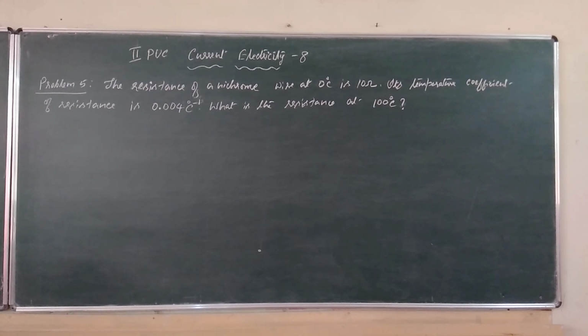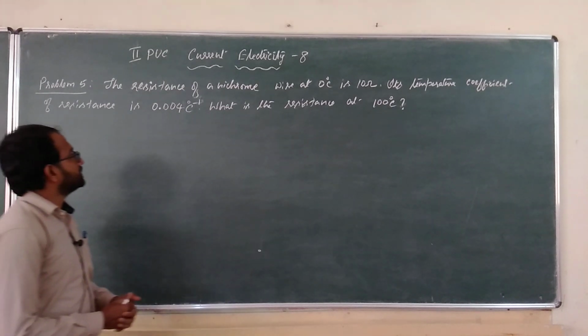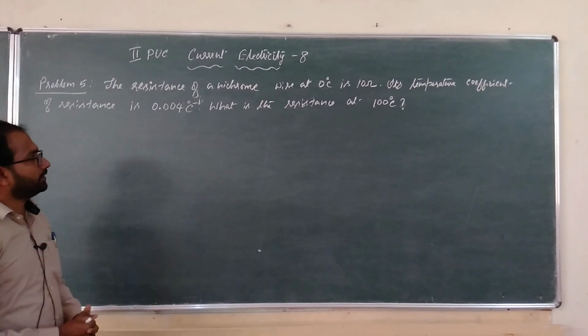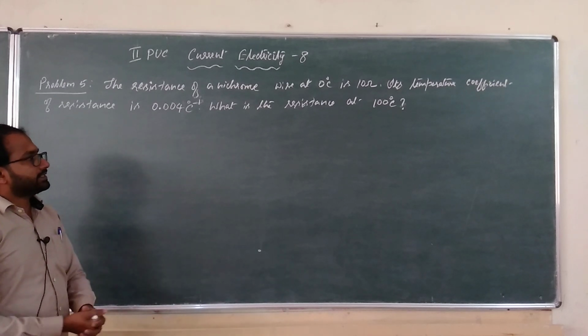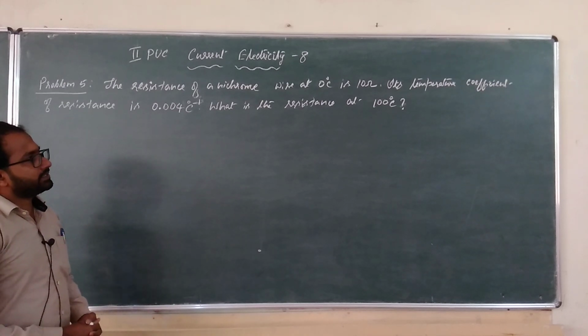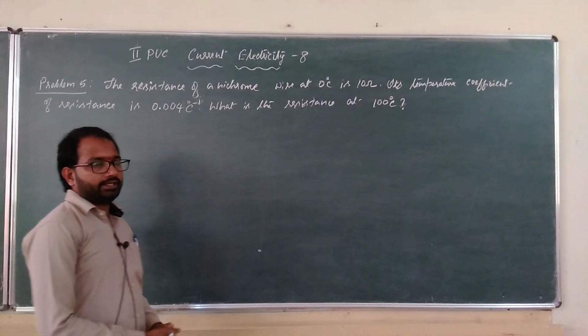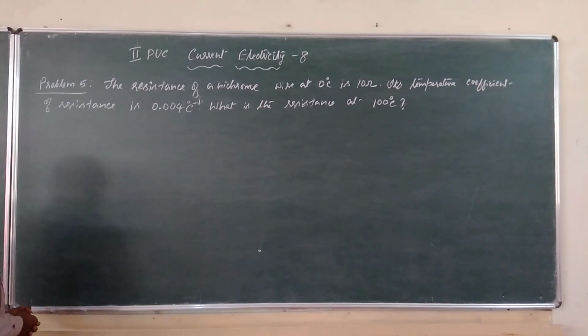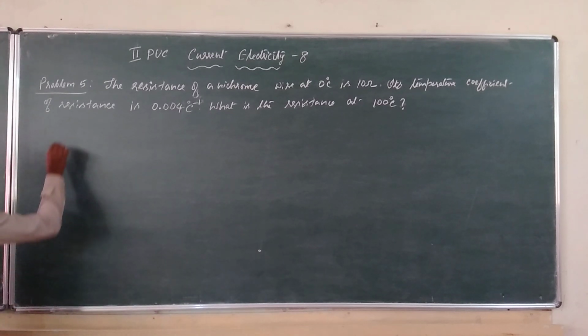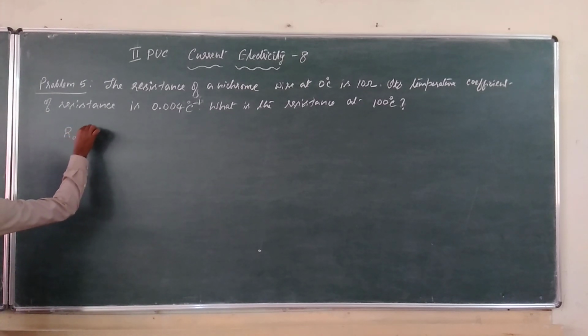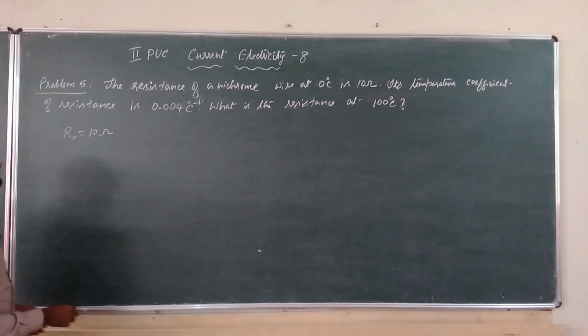We solve one problem. The resistance of a nichrome wire at 0 degree Celsius is 10 ohm. Its temperature coefficient of resistance is 0.004 per degree Celsius. What is the resistance at 100 degrees Celsius? See, the resistance of nichrome wire at 0 degree Celsius is given. It is R naught, 10 ohm.